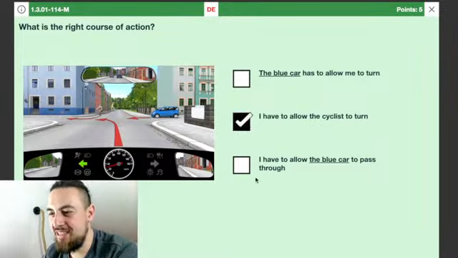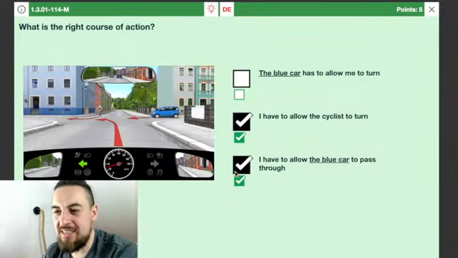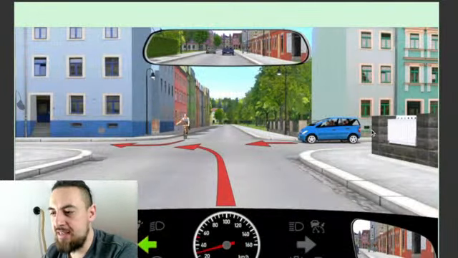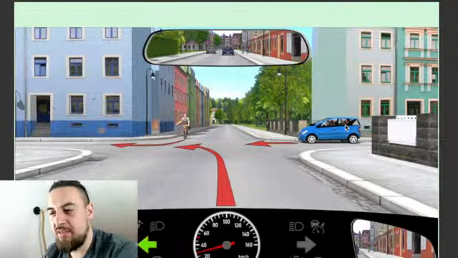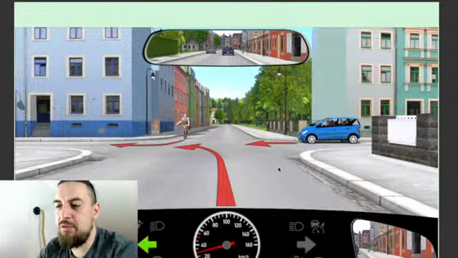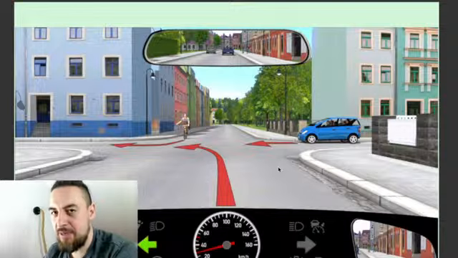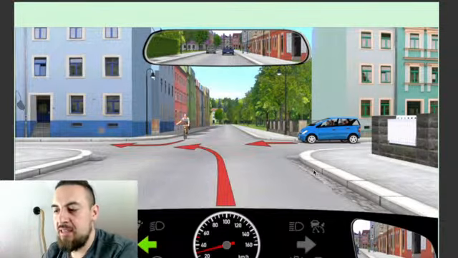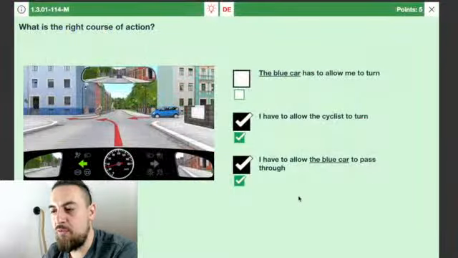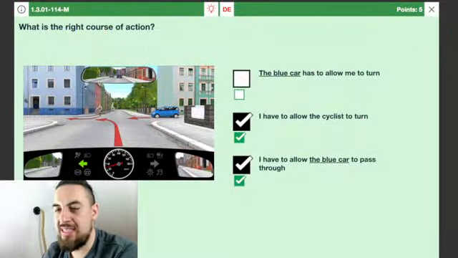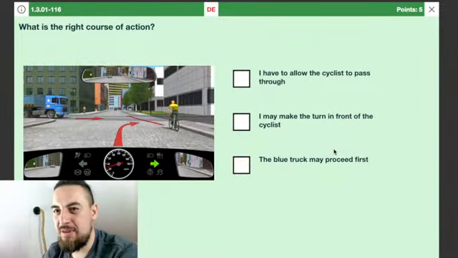I have to allow the cyclist to turn. I have to allow the blue car to pass through. Correct. Nice. Exactly. It's a right-before-left road. And the car on the right is the blue car. That's why he can go first. And to the right, the bicycle. So the bicycle is going first. However, even if the blue car wouldn't exist, we would have to give priority to the bicycle too, because we are crossing his way. So we have to give both priority. That's why the second and the third is correct. Right.